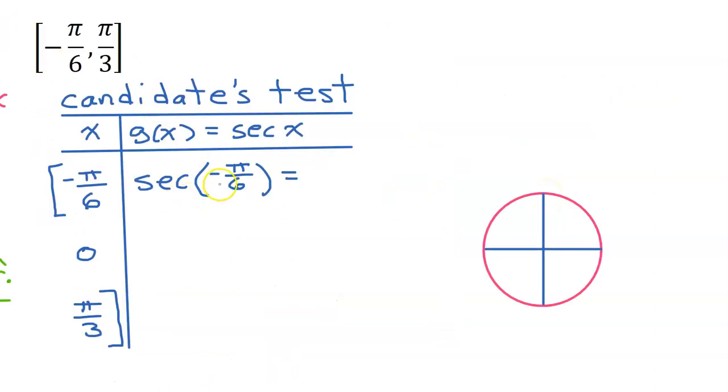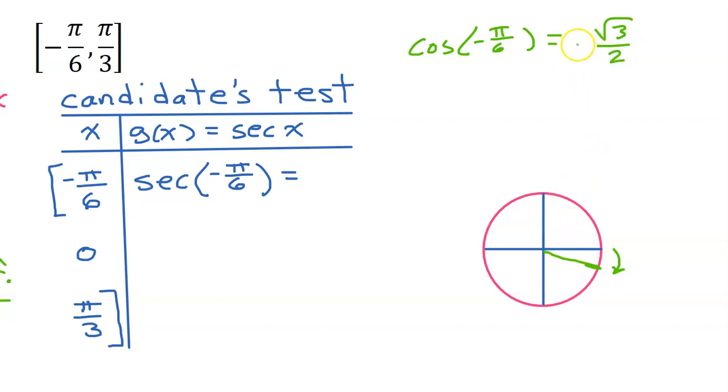Let's start with secant of negative pi over 6. We know that secant is just the reciprocal of cosine, so let's actually ask ourselves what is the cosine of negative pi over 6. Negative pi over 6 is in the fourth quadrant, because that negative just means we're going to go this way. Obviously, the reference angle is pi over 6. So what is the cosine of pi over 6? That is radical 3 over 2. Hopefully you memorized that a long time ago.